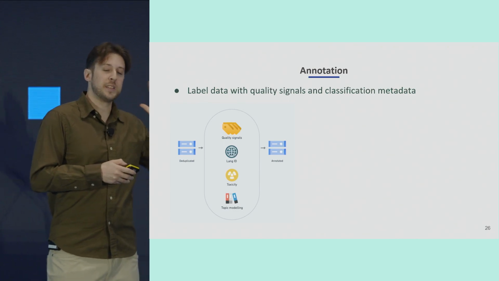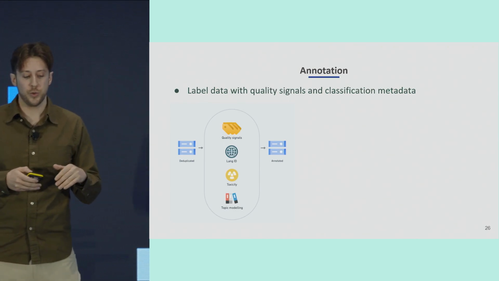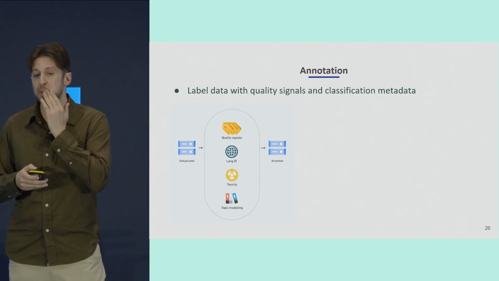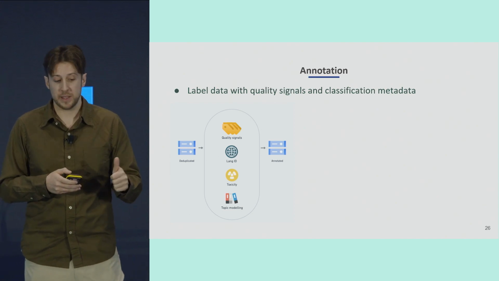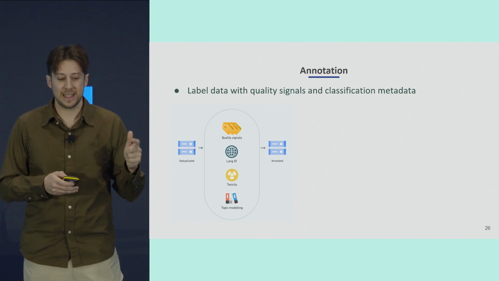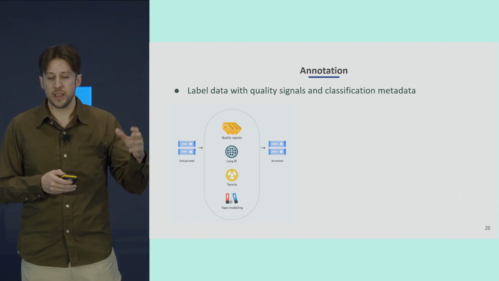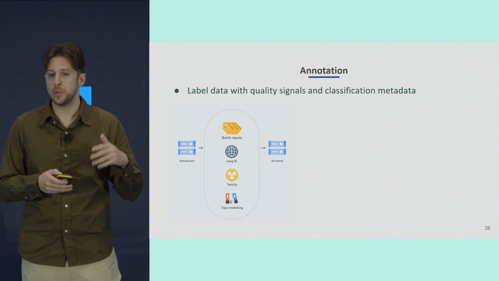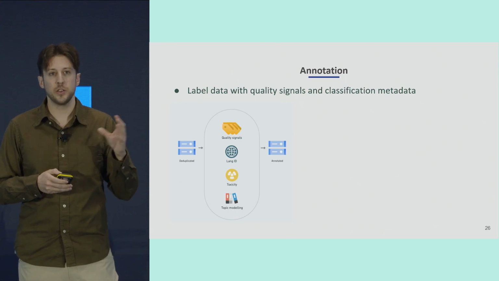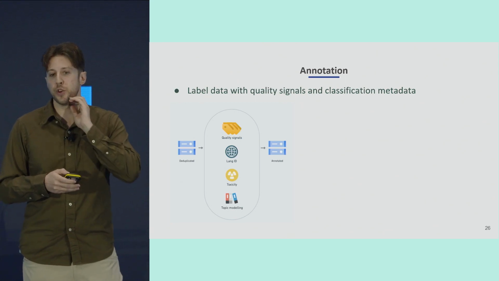Now, annotation is the next step, and this is where you will label documents with various quality metrics and metadata, like language, lang ID, toxicity. If you want to do some topic modeling, you can label things with the domain. There are a lot of different things that you want to enrich your documents with here.